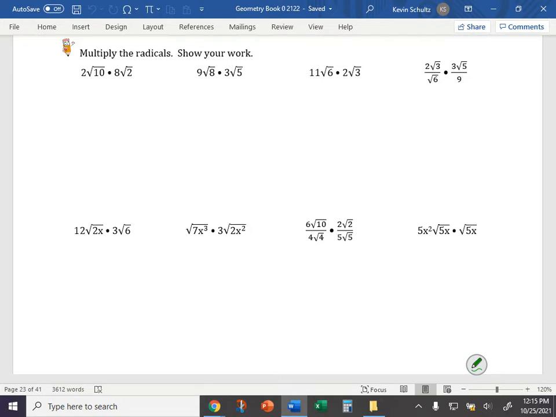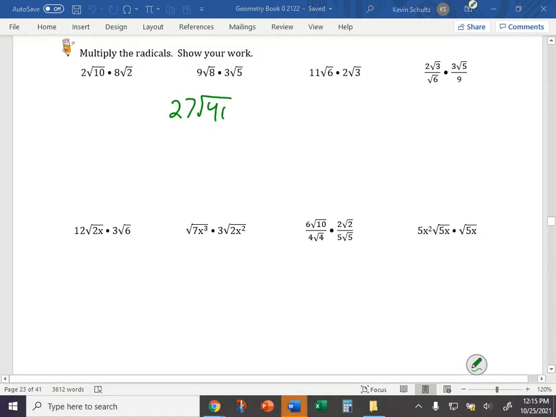9 root 8 times 3 root 5. What's that going to give us? Before simplifying, just do the basic stuff first. 27 root 40, right? Coefficient times coefficient, root times root. 27 root 40. Okay? Those roots don't have to be the same. We can just multiply them.